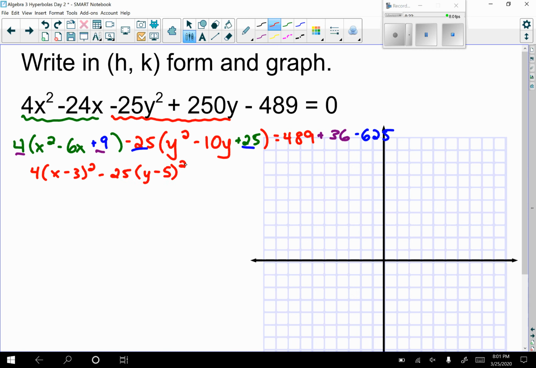If you combine 489 and 36, we're going to get a 525. 525 minus 625 is actually a negative 100. Now this is okay because we're going to divide, and it's okay to still get negatives here. If this were a circle, we would be in a little bit of trouble getting a negative number over there. But now our next step is to divide everything up here by a negative 100.